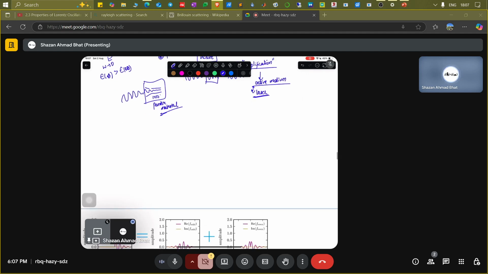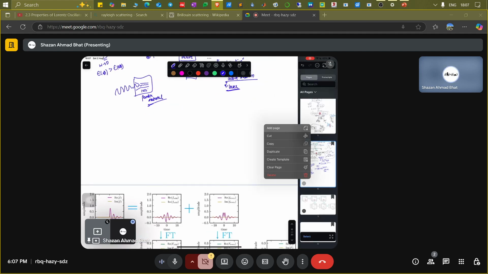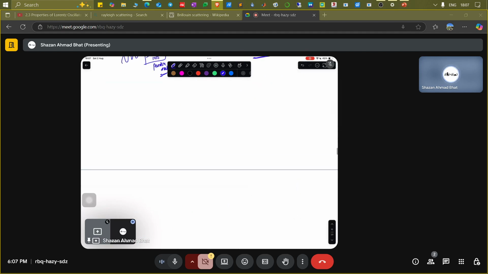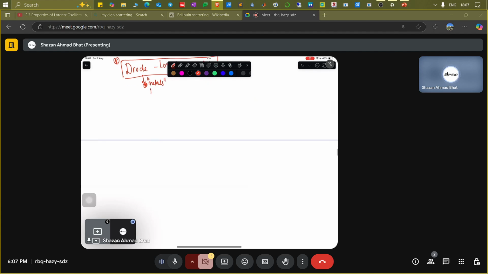Now let's quickly move on to the Drude-Lorentz model. Drude, Paul Drude, derived this basically for metals, to describe how the electrons respond to electromagnetic waves in a metal. And you know that for a free electron gas in a metal, the resonant frequency is zero, as I told you, because there is no restoring force.